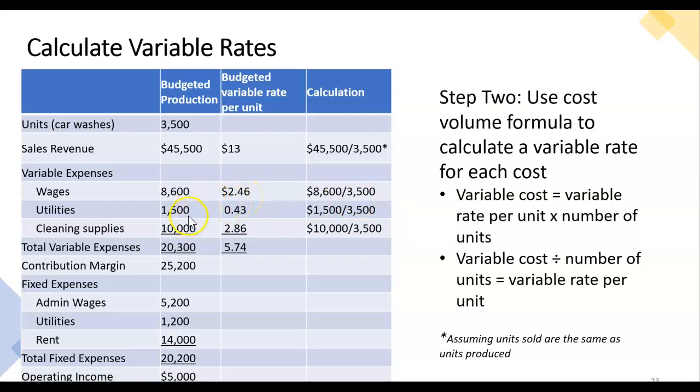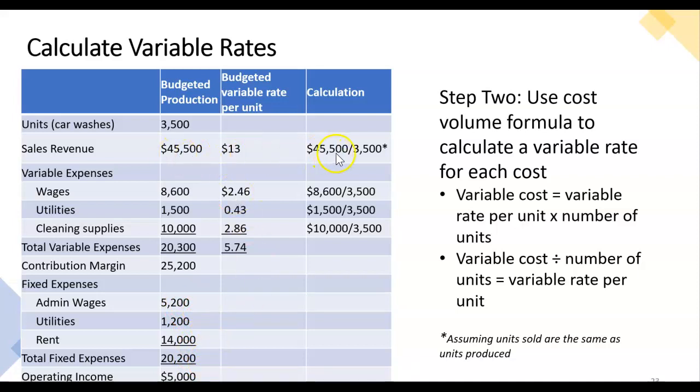So we'll use this to do the same thing for utilities. Take our total variable cost, divide by the number of units, and that's going to give our variable rate per unit. So 1,500 is our total cost of utilities, divided by 3,500 car washes. It's going to give us a rate of 43 cents per car wash. Same process for cleaning supplies. Our fixed expenses, of course, we don't have to worry about doing that with. These do not vary with volume, so they're going to be the same regardless of our volume level.